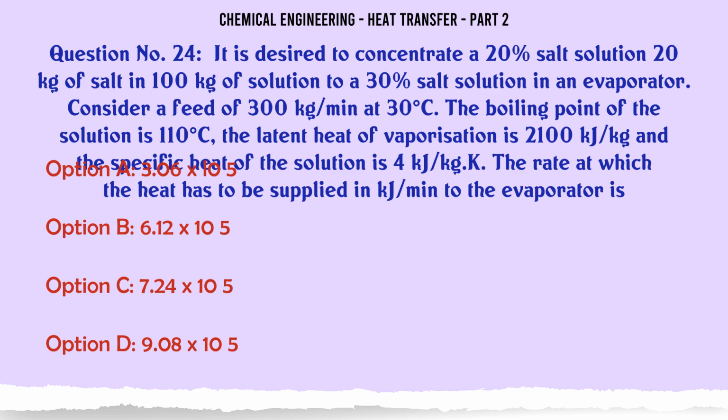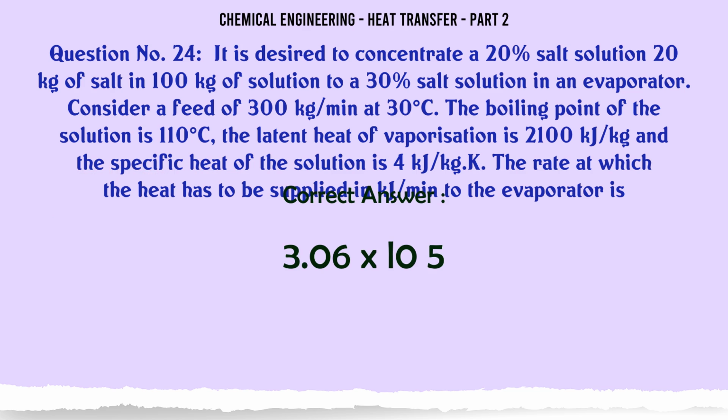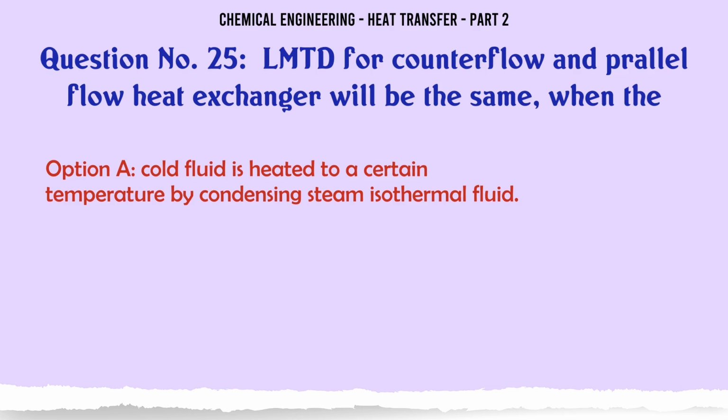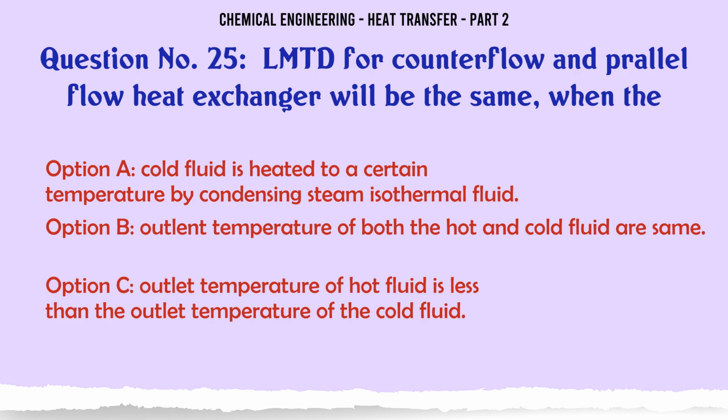The rate at which the heat has to be supplied in kJ/min to the evaporator is A. 3.06 x 10⁵, B. 6.12 x 10⁵, C. 7.24 x 10⁵, D. 9.08 x 10⁵. The correct answer is 3.06 x 10⁵.